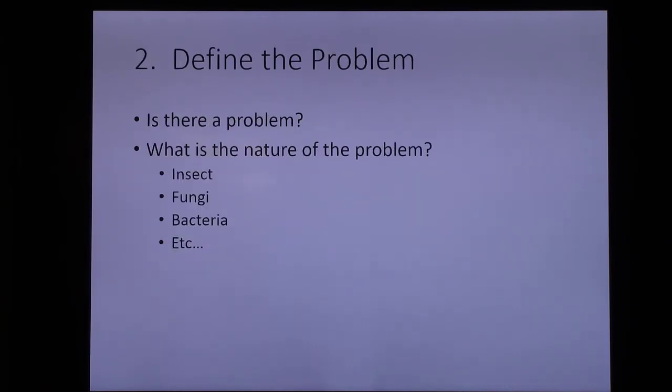So identify the plant and then define the problem. Is there a problem? Is this something that could be pathogen related, or is this something that could be normal? Or is this something that could be abiotic, as a result of the environmental conditions? If it is a problem, could it be fungal? Could it be insect? What could the problem be?